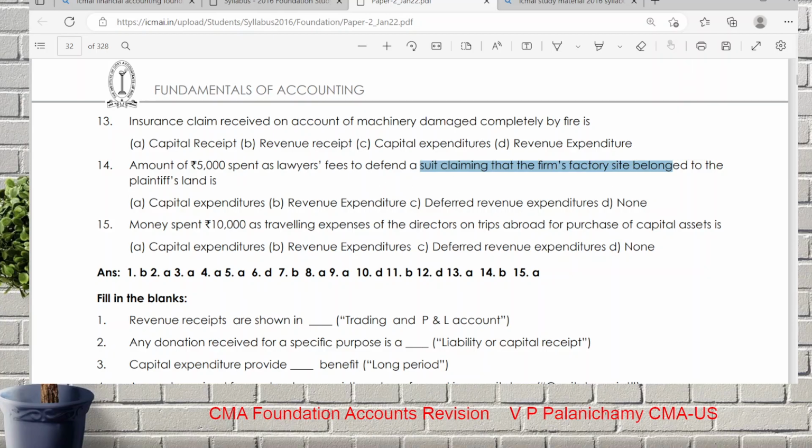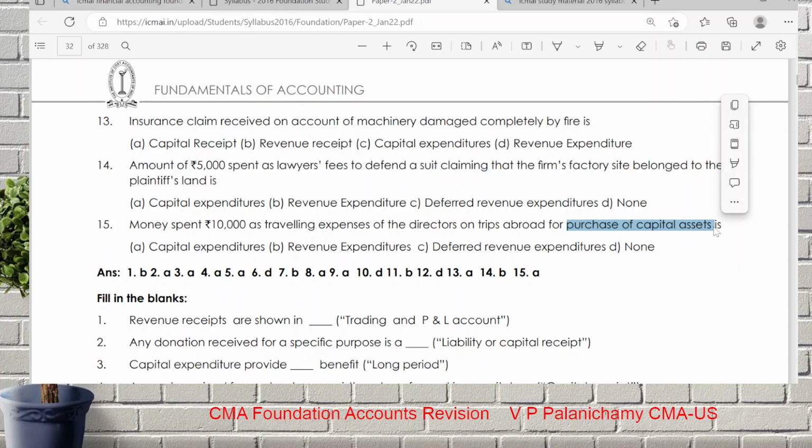5,000 spent for defending the suit claiming that the factory site belonging to plaintiff. லாயருக்கு நம்ம ஃபீஸ் பே பண்றதுக்கு நம்மளோட லேண்ட் நம்ம கிளைம் பண்றதுக்காக. What is it? Is it spent for purchase of the land or defending the suit claiming that it is belonging to us? It's like a maintenance expense madri. Which expenditure? Revenue expenditure.